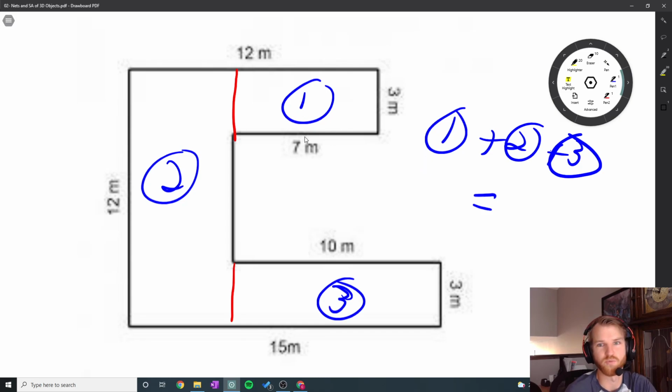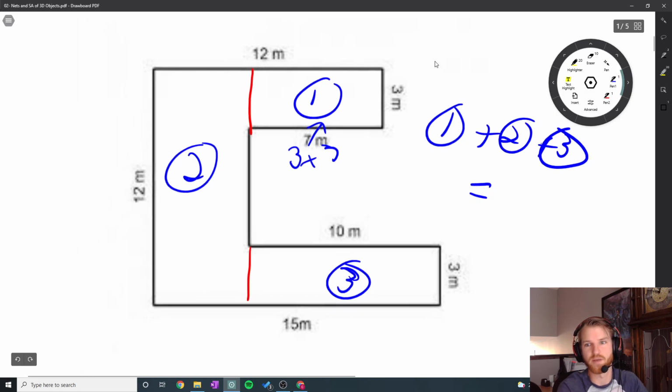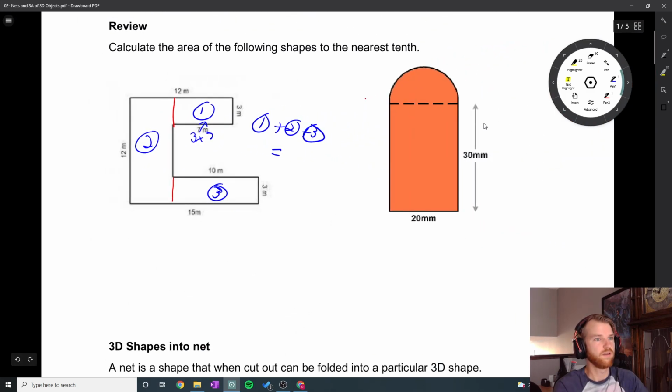These are all just length times width things. This one would be 3 times 7. This one would be 12 times however long this distance is. You need to figure that out by saying 12 minus 7 and so on. If that part's not making sense, I would recommend going back and watching the last video.